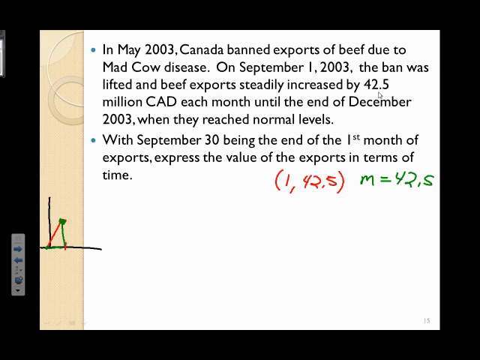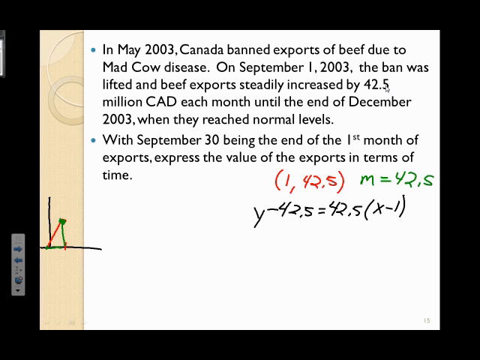Now, when we're doing this, we can also look at the problem and say, oh, they actually told us what the slope was in the problem, because it says that exports increased by 42.5 million CAD each month. That's a rate over time. That's the slope, 42.5. So now, using this, we use the point slope form, y minus 42.5, the y coordinate of the point that we have, equals our slope, which is 42.5, times x minus our x coordinate of 1.